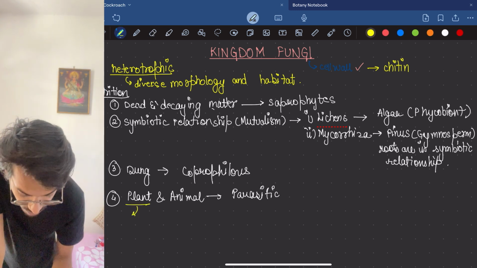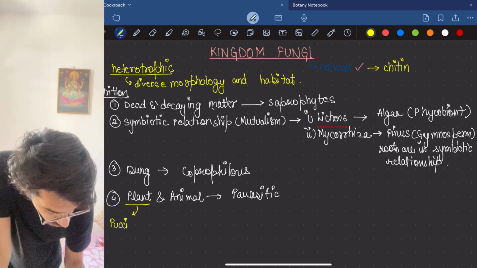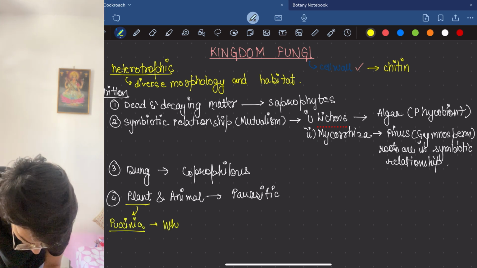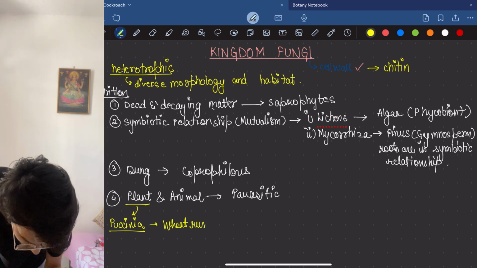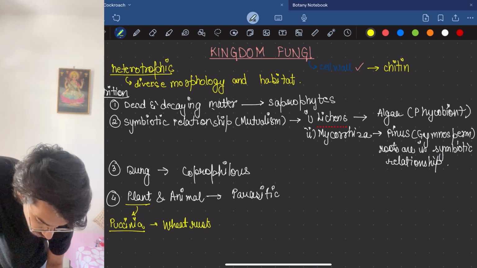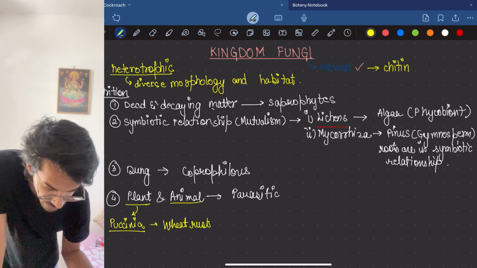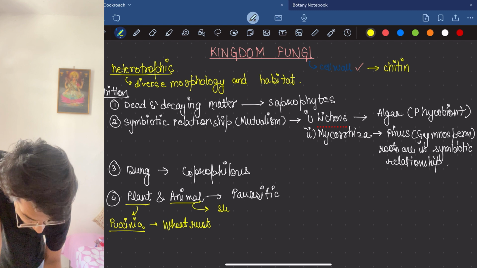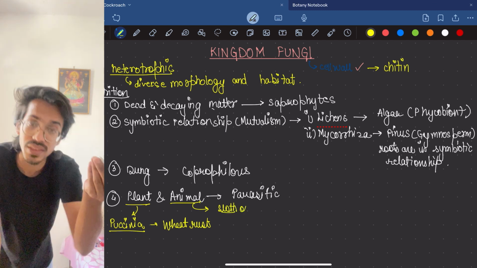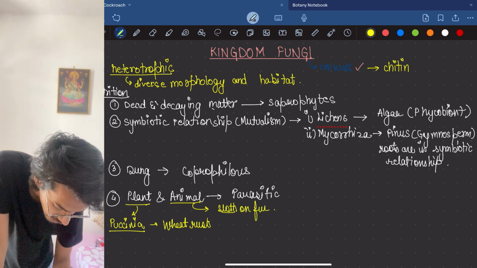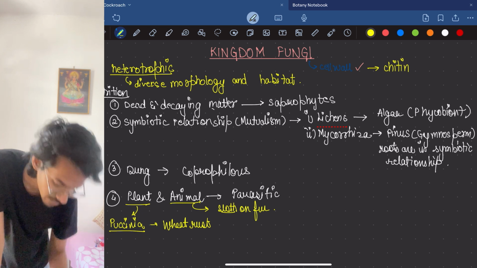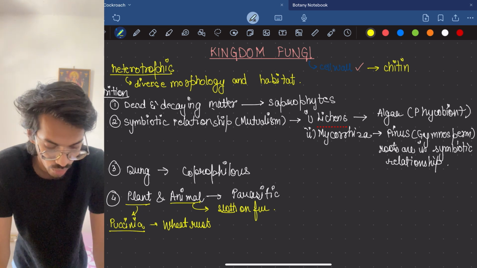In plants, the one causing disease that we have studied is Puccinia. Puccinia causes wheat rust, or it affects the mustard family, so mustard rust. And in animals, they live on the fur of the animal. That is the sloth. So it lives on sloth fur.